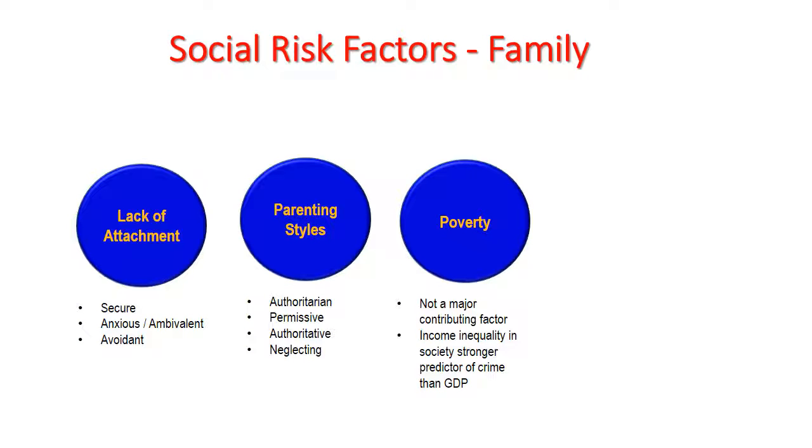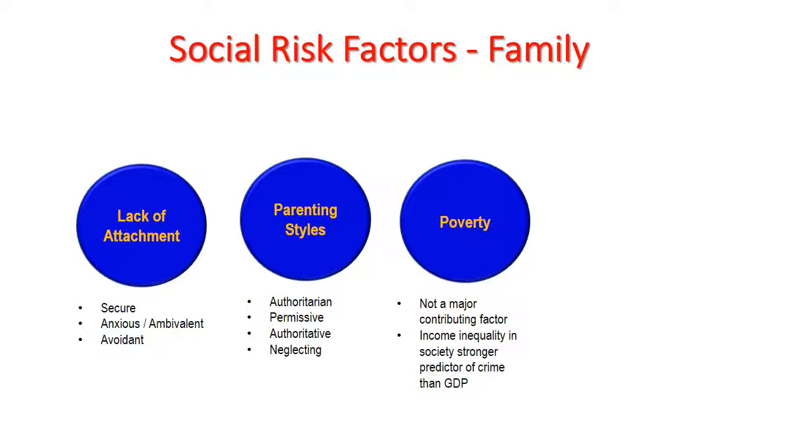As mentioned earlier, poverty is a risk factor, but it is not a major contributing factor. In fact, research has shown poverty does not cause serious or chronic offending. The majority of poor children and adults are law-abiding citizens, and children and adults from families of high economic status do engage in serious delinquency and crime as well.